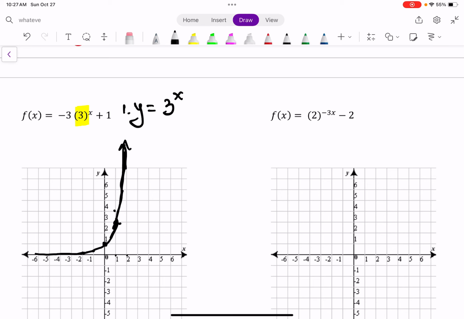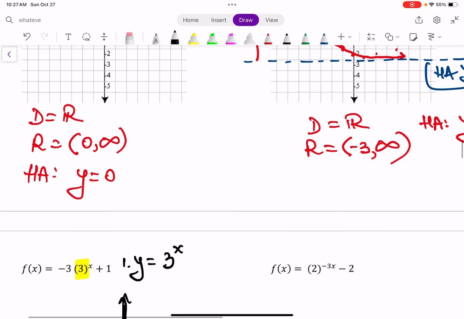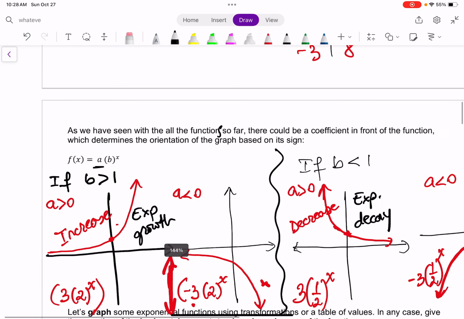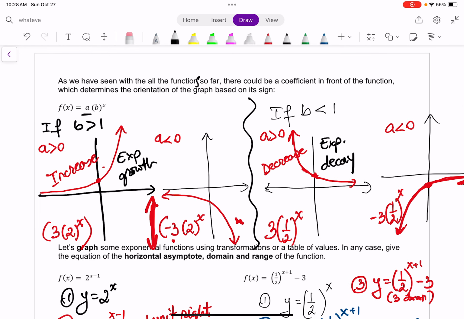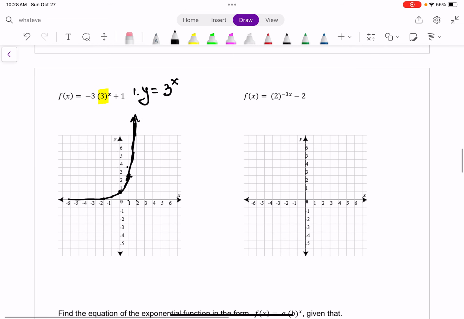So the shape is the same as long as the base is something more than 1. Yes, as long as the base is something more than 1, we do have the same shape. All right, let's see. What is the next transformation? There's two y transformations here.